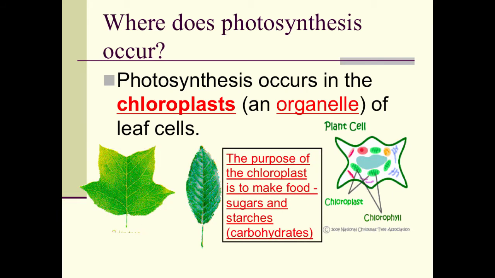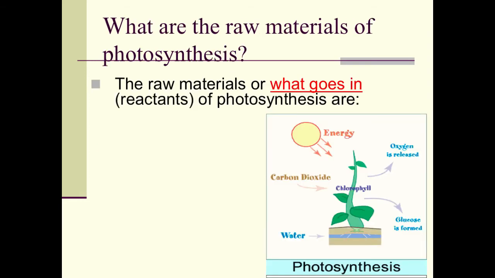So the purpose of a chloroplast is to make the food. It's what makes their chemical energy. And they make this in the form of a sugar and a starch, which remember we call carbohydrates. Now, photosynthesis actually makes a sugar called glucose. So that is where all their energy goes. Glucose is the form of the chemical energy.